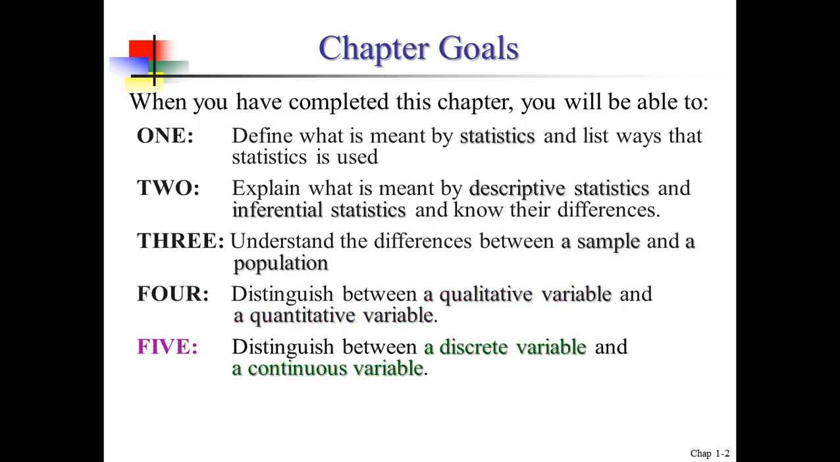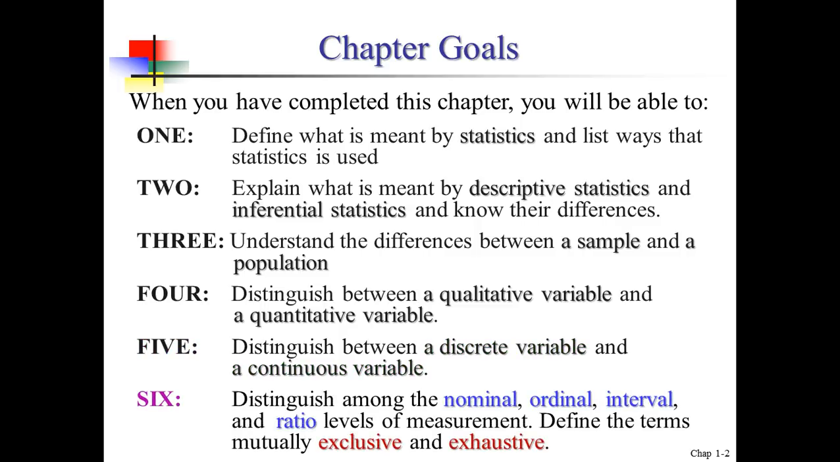Five, after completing this chapter, you can distinguish between a discrete variable and a continuous variable. Okay, discrete and continuous are different. Continuous means non-stop, while discrete is like stop and then start again. But this is not about stop and start again. This is about numbers. We can see this later on when we get to the point about discrete variables and continuous variables.